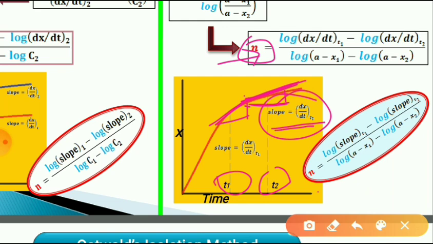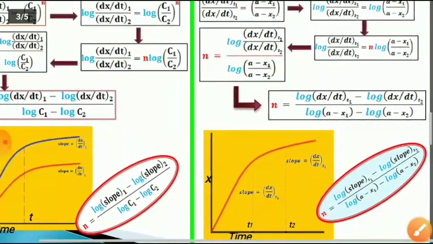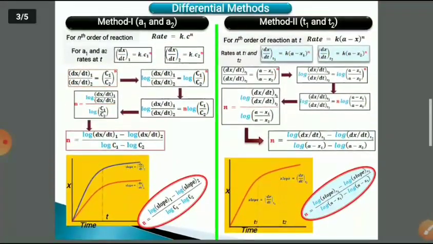Okay, so we get n equal to log slope t1 minus log slope t2, divided by log of a minus x1 minus log of a minus x2. So this is the differential method for two different times t1 and t2.